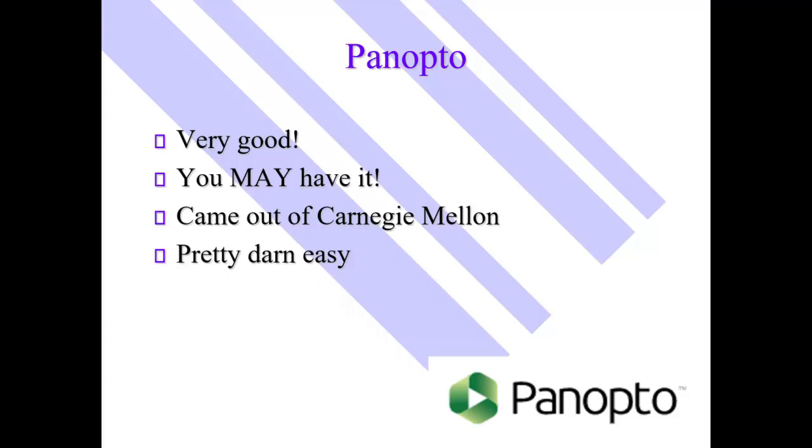So many things have come out of Stanford, out in Silicon Valley, Google, and such. But here's one from the East Coast. So Panopto came out of Carnegie Mellon, and it is pretty darn easy. So if you've got it, it definitely makes sense to go for this. It's good. It's easy. It's education focused. It was education focused from the get-go.